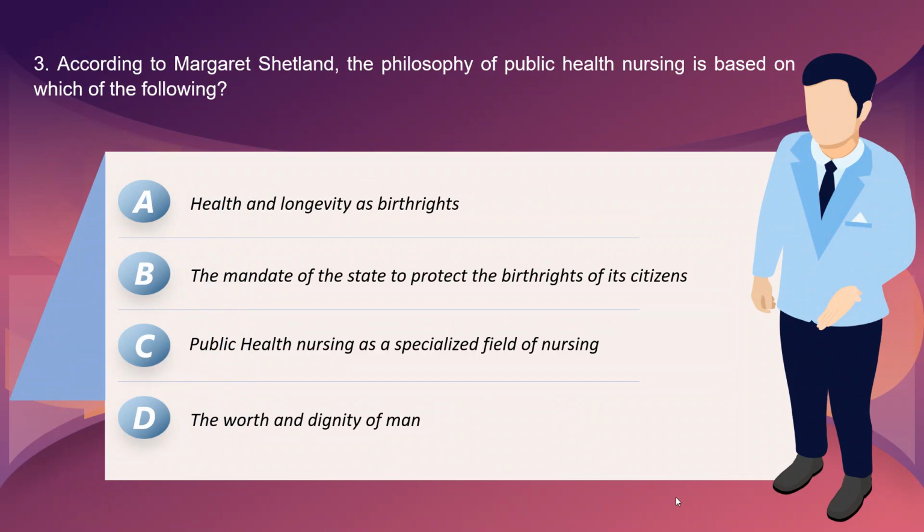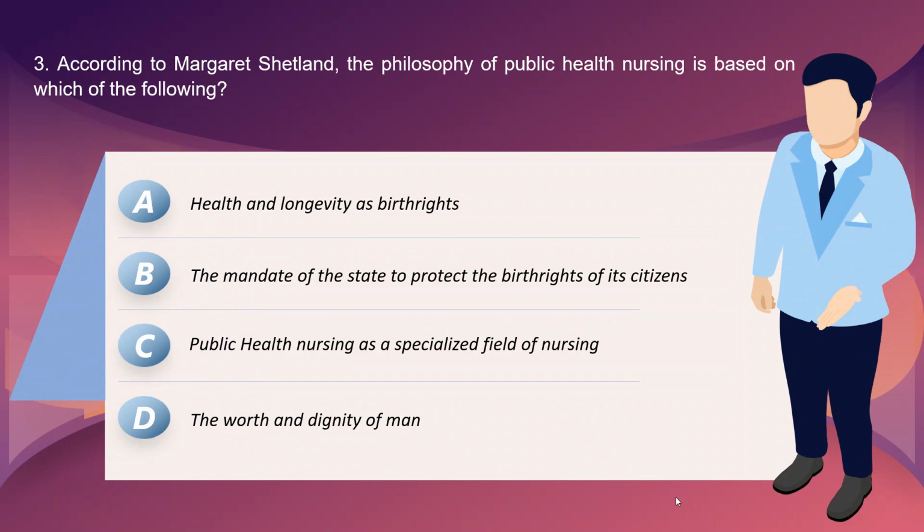Number 3, according to Margaret Shetland, the philosophy of public health nursing is based on which of the following? A, health and longevity as birthrights. B, the mandate of the state to protect the birthright of its citizens. Letter C, public health nursing as a specialized field of nursing. Or letter D, the worth and dignity of man. Of course, we know that Margaret Shetland summarizes public health nursing's philosophy as one that grounds practice in respect for the worth and dignity of the person, which orients nurses to person- and community-centered care. So in this case, the best answer is letter D, the worth and dignity of man.